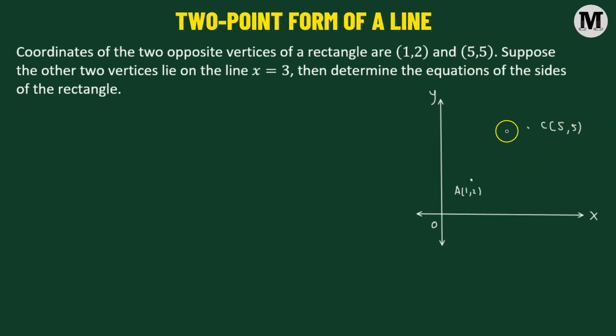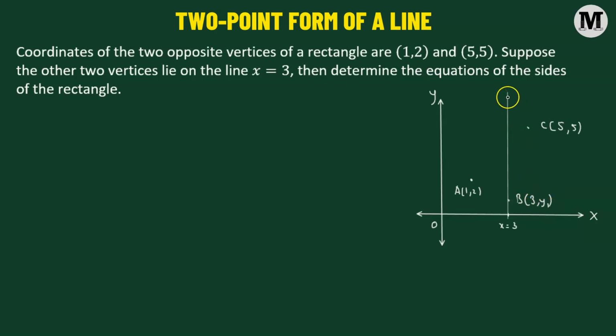Then we'll also consider a vertical line which has the equation x = 3, because any line x = 3 is a line parallel to the y-axis, so it's going to be a vertical line. The line is going to pass through the point x = 3. Here we're going to consider a point B which lies on the line x = 3. Let's say it has the coordinates (3, y1).